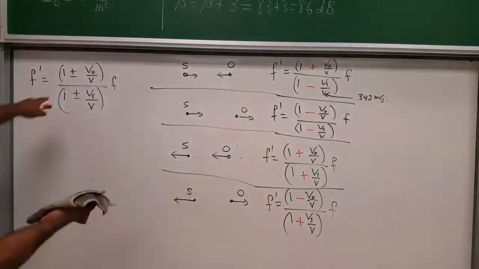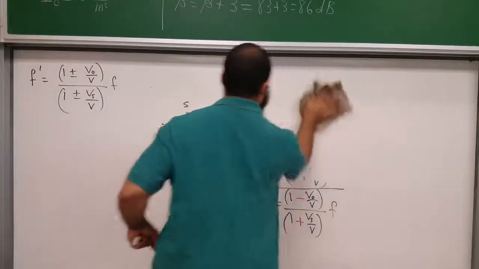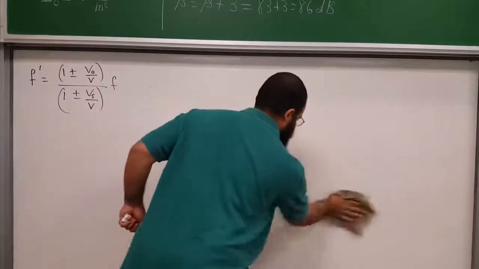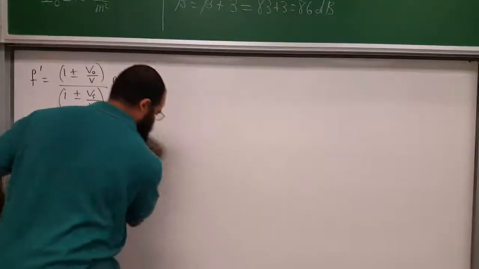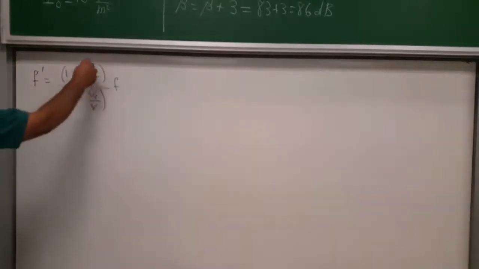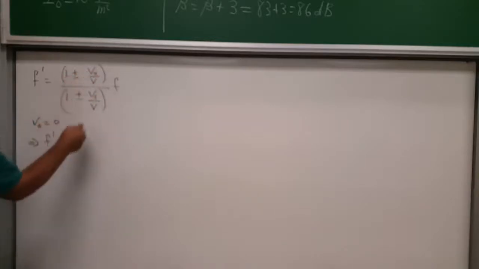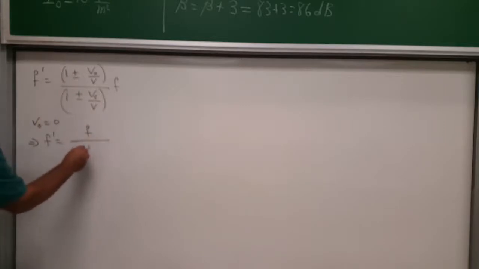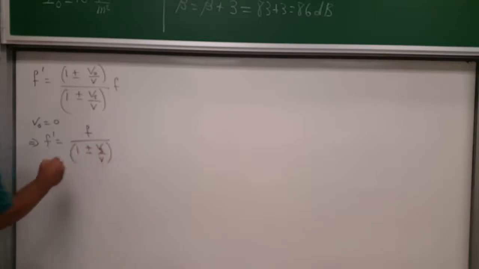So you're not moving. I will just go to this formula here. Only the police car is moving, so we get only this. The observer has zero speed, V observer is equal to 0. So we get f prime equal to just, this is 1 plus 0, it's 1. So you just get f over 1 plus or minus v source over the speed of sound, like so.